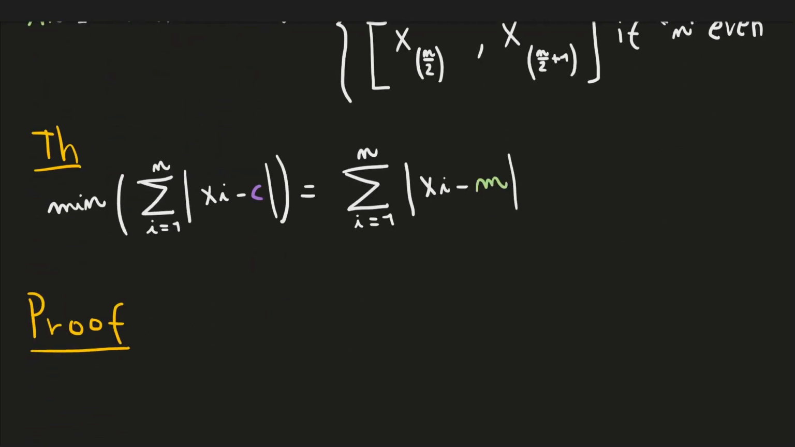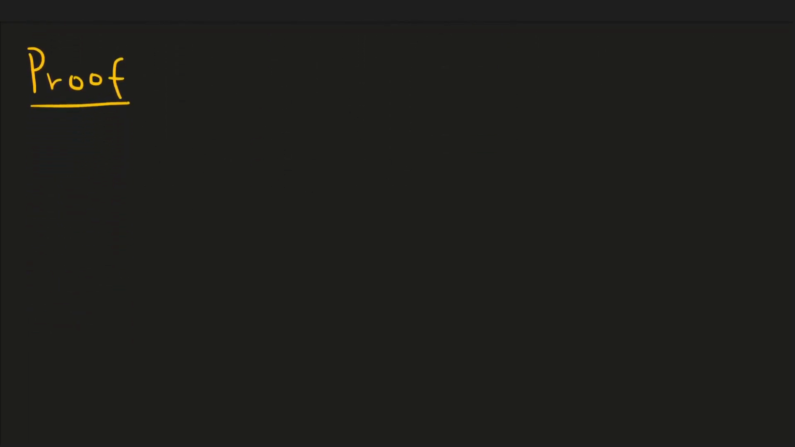With this information, we want to show that the value assumed by C that minimizes the sum is indeed the median. To show that, we will derive the function. But first, I want to split the module to make the calculation easier.